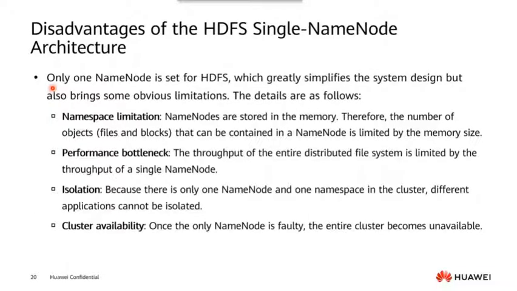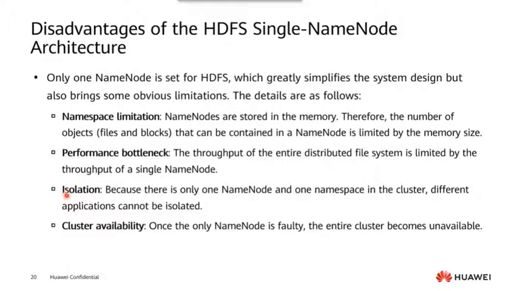One name node greatly simplifies the system design, but also brings some obvious limitations. The first is namespace limitation. The name node is stored in memory, therefore, the number of objects that can be stored on the name node is limited by the memory size. The second is performance bottleneck. The throughput of this entire distributed file system is limited by the throughput of a single name node.